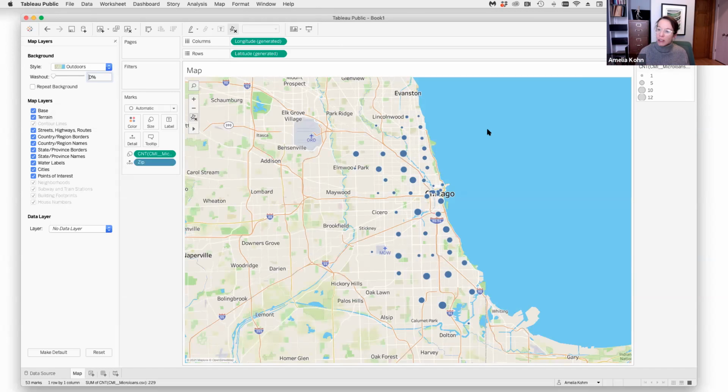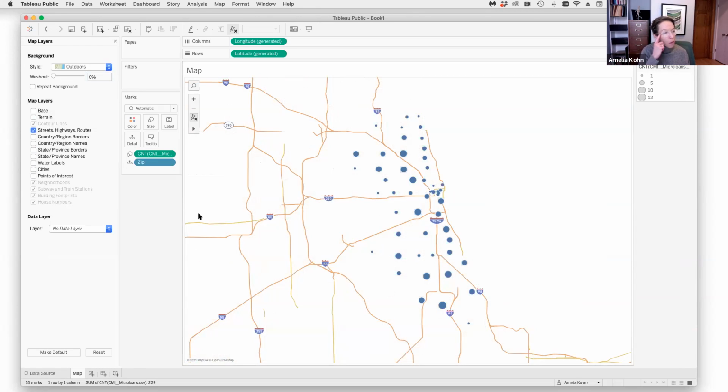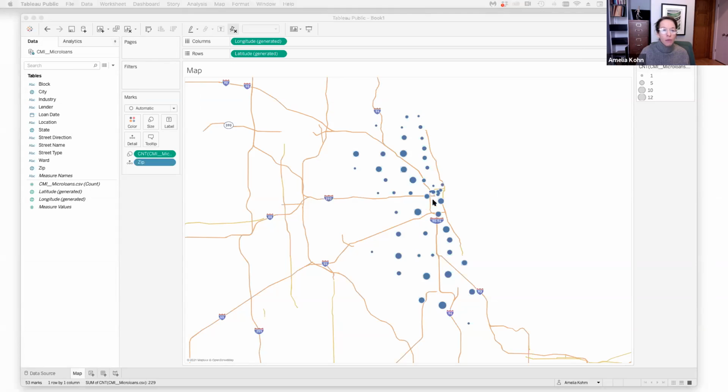But I don't have to include all the information that's included by default with this layer. Really all I want is the streets, highways, and routes. So I'm going to uncheck all these layers that I don't want. You can see they disappear from the map. Okay, and I think that's all I want to do there. So I'm going to close out of my map layers menu by clicking on this X. And then we're going to go to the next step.